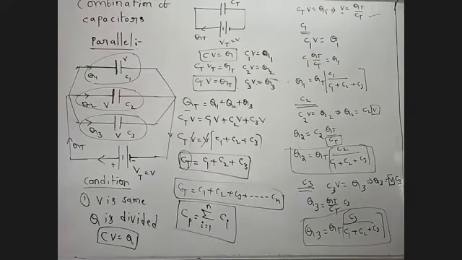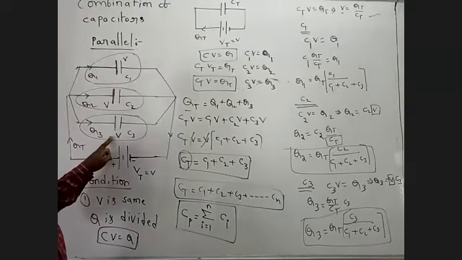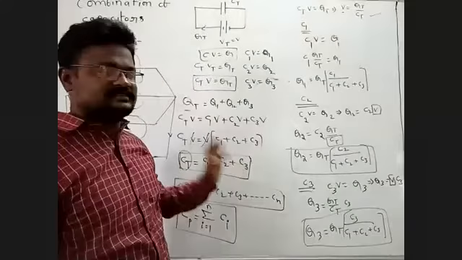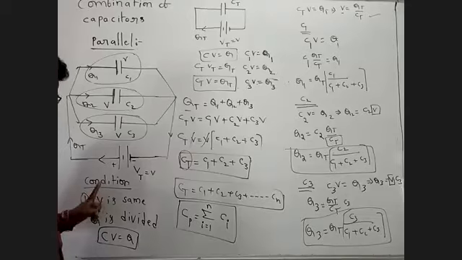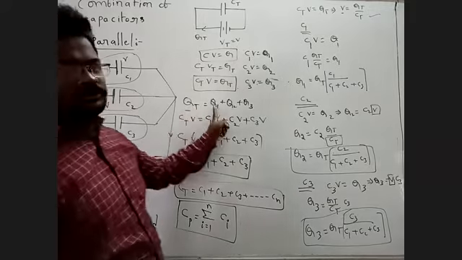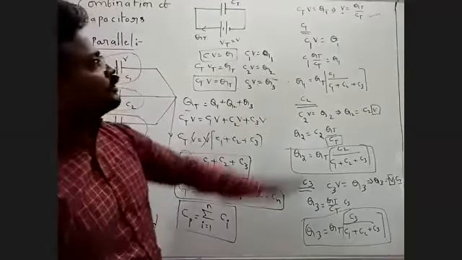So this is a combination of capacitors in parallel. Three capacitors connected in parallel means C total is equal to C1 plus C2 plus C3. So what is the condition? V is the same, charge is divided. Q total is equal to Q1 plus Q2 plus Q3.